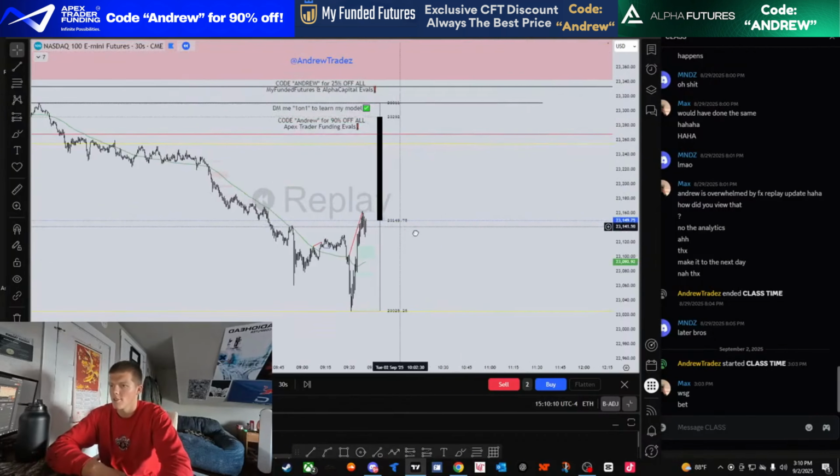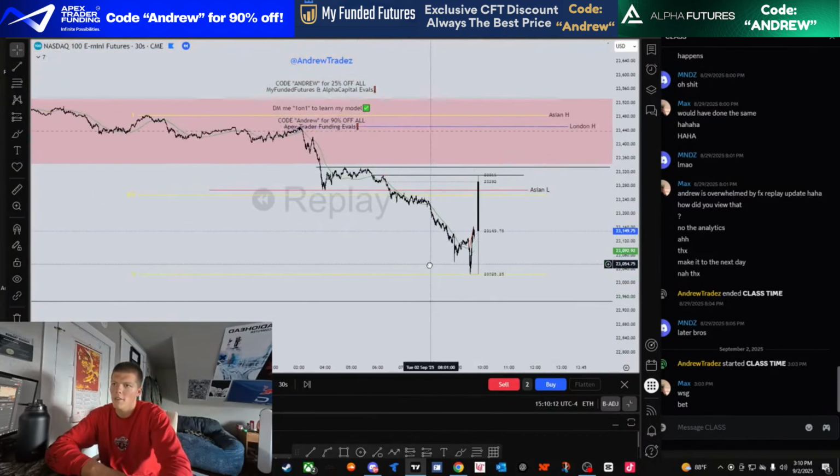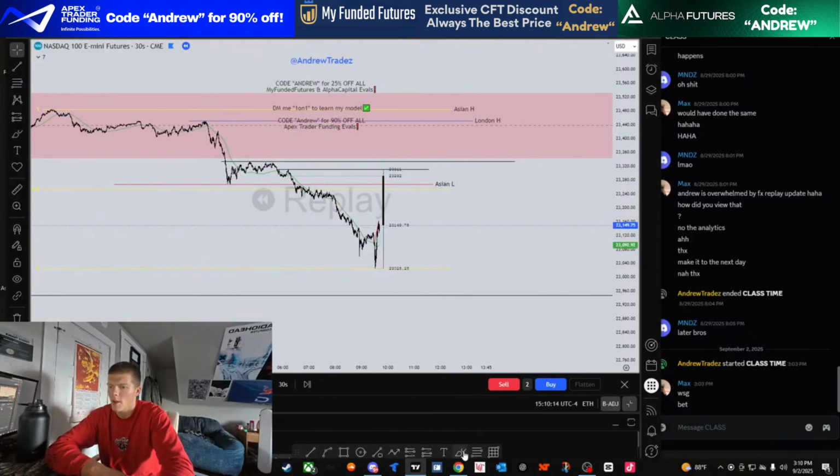So what can I assume here? Okay, even on the higher time frame, right? Yes, we're on the lower time frame, but I could probably assume if we want to go lower today, what are we going to do? Reject off that 50% and continue to trickle down.